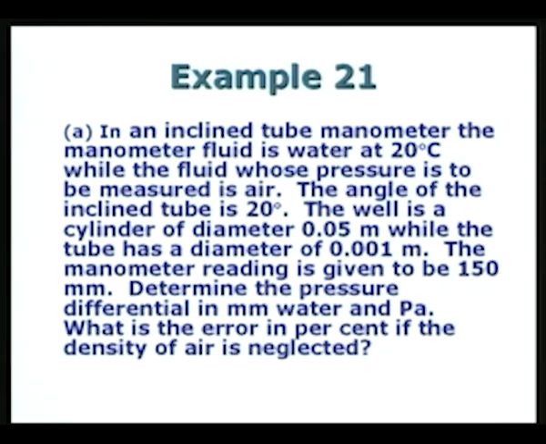The well is a cylinder of diameter 5 centimeters or 0.05 meters, and the tube itself is of 1 millimeter diameter. The manometer reading is given in terms of the column length along the inclined tube, which is measured to be 150 millimeters, and we are asked to determine the differential pressure for the pressure of the air with respect to the atmosphere in millimeters of water and also pascals.